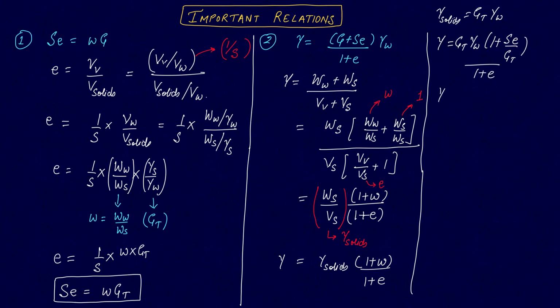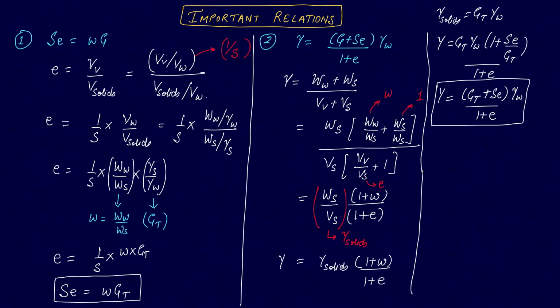If you now multiply the GT inside the bracket, then gamma will become equals to GT plus Se. See, GT and GT will be cancelled out upon the cross multiplication, and gamma W is still outside the bracket, upon 1 plus E. So this is actually the formula that you wanted to derive here, and we are already here.